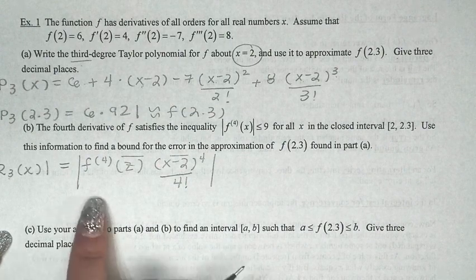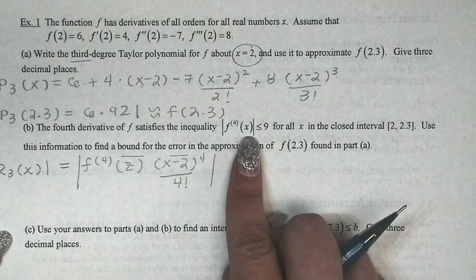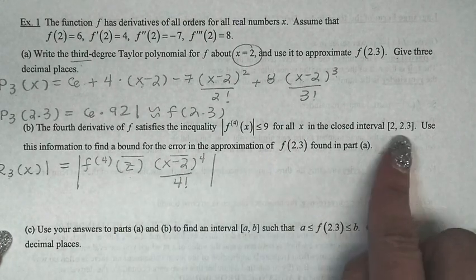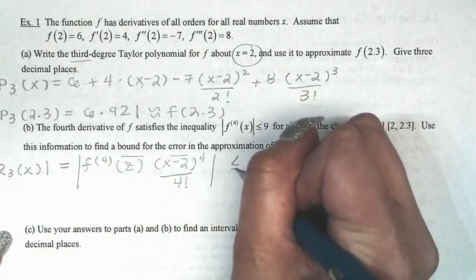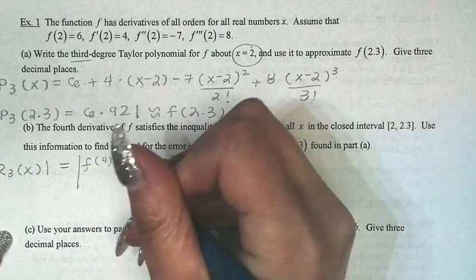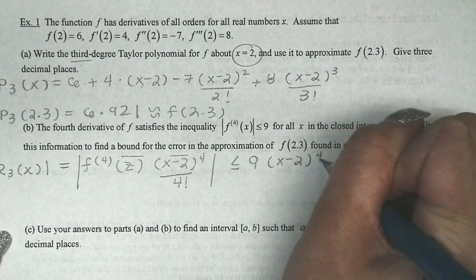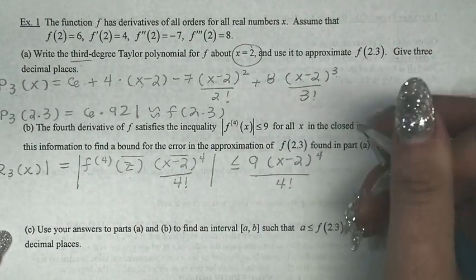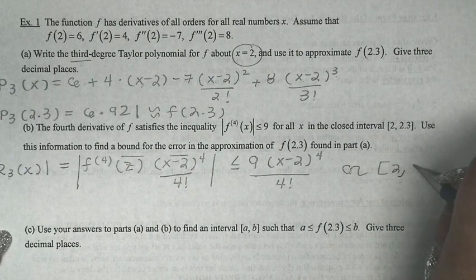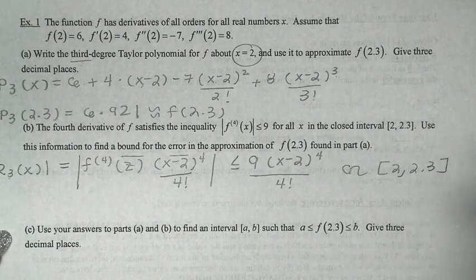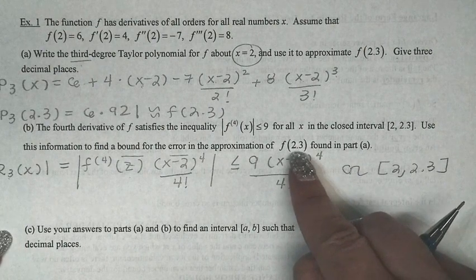Okay, so from here, what we know is that you are going to use this part. You know that this z is a number that is between these two values. So the cool thing is that you have the less than or equal, then you replace this guy by the 9, and then you have (x minus 2) to the power of 4 divided by 4 factorial, and this happens when your x is in the interval [2, 2.3]. With that being said, that's great because you want to plug in 2.3 as your x.